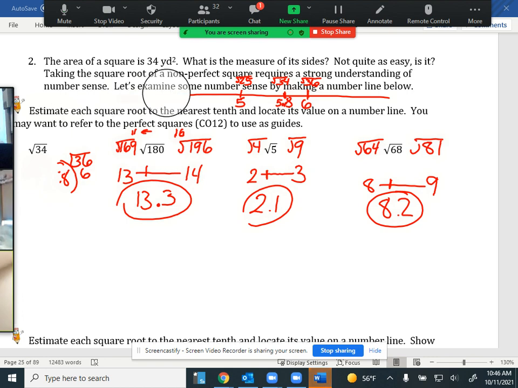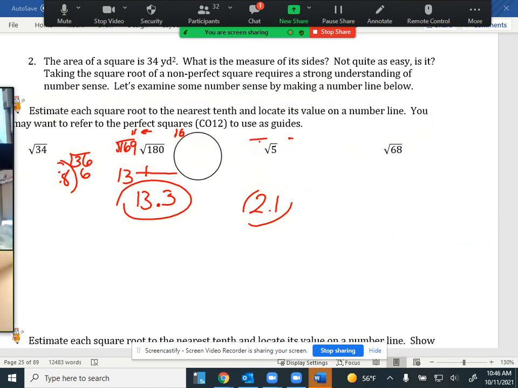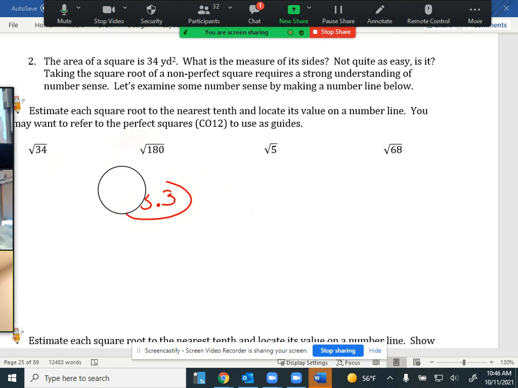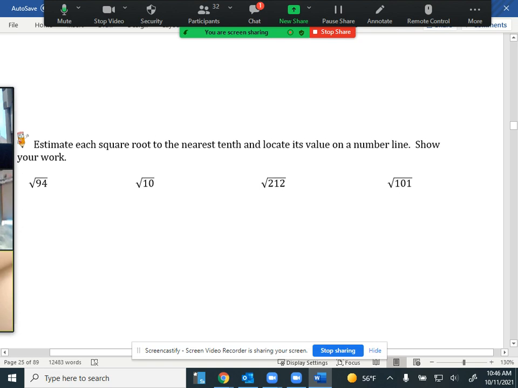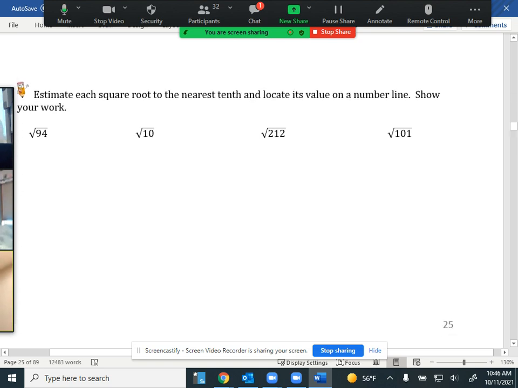So let's scroll up. On the bottom would be the same thing. Yep, so let me scroll up. And it says, estimate each square root to the nearest tenth and locate its value on a number line. Show your work. So you're going to be doing the same thing. You're going to be looking at that and saying, what's the perfect square on the left of 94, which would be 81. The perfect square on the other side would be 100. So that would be between 9 and 10.